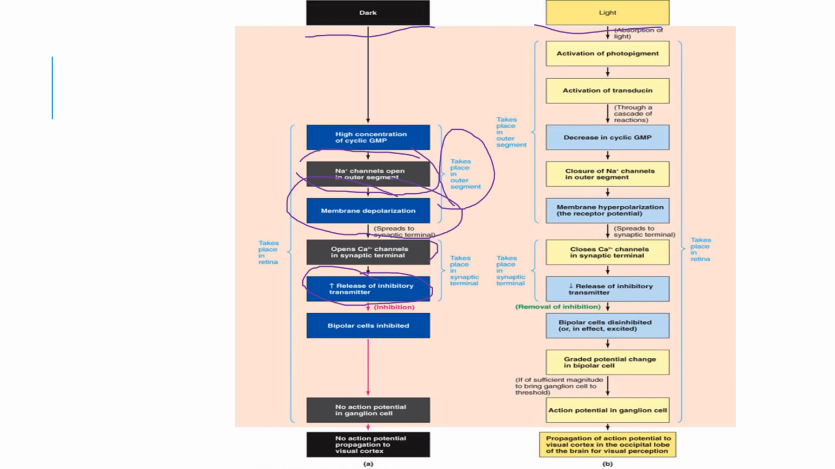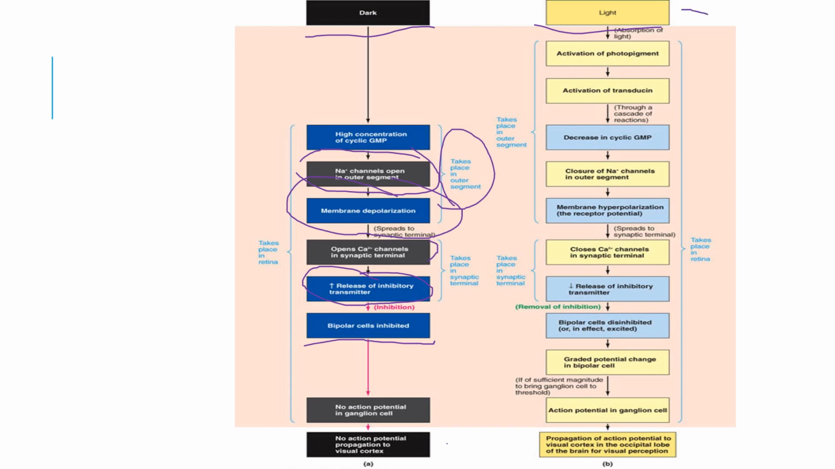Okay, so a little bit different from what we've seen with other neurons and what we've typically associated with them. But because we have an inhibitory neurotransmitter that's released, this is inhibiting those bipolar cells from creating an action potential that will travel to the optic nerve. And so no action potential is generated, and there is no propagation into the visual cortex.